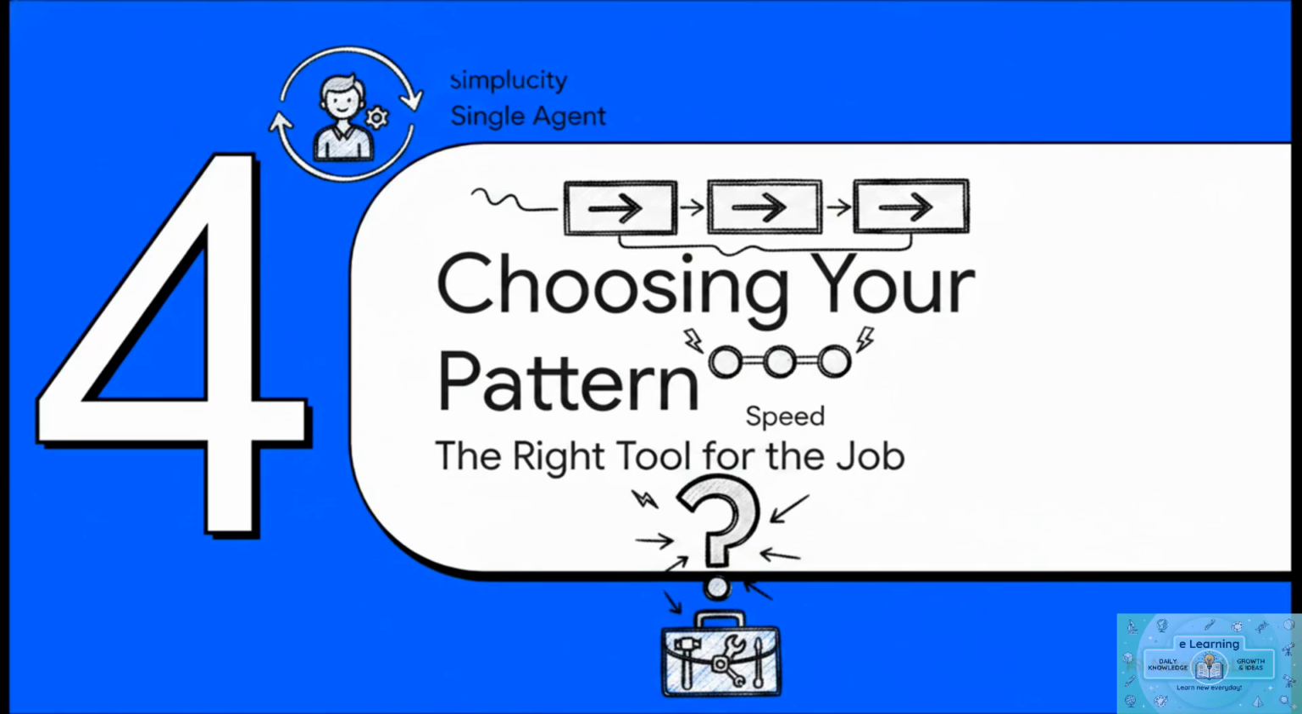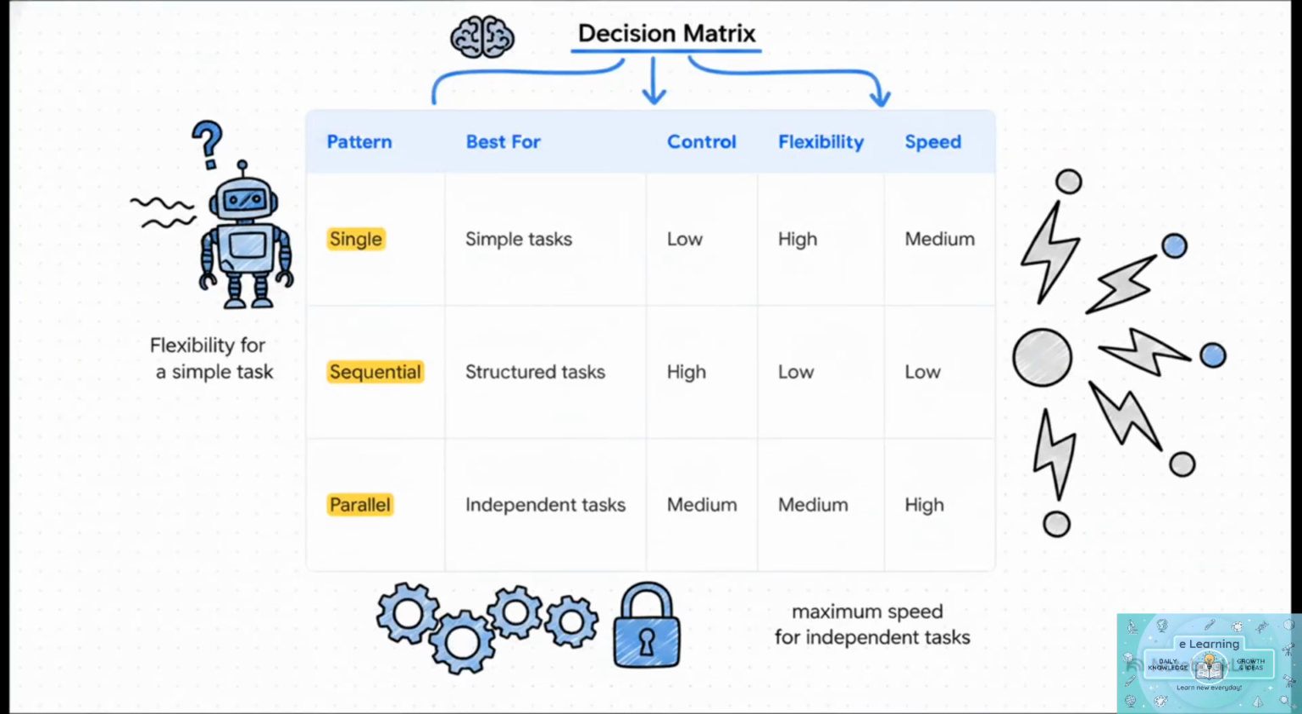Okay, so we've just walked through 3 incredibly useful patterns. We have the single agent for simplicity, the sequential agent for control, and the parallel agent for pure speed. The biggest takeaway here should be that there's no single best one. It's all about choosing the right tool for the job you're trying to do. And this right here, this is basically your cheat sheet. It lays it all out.